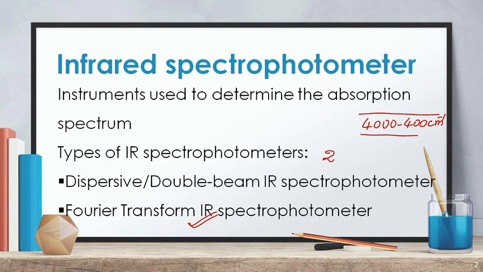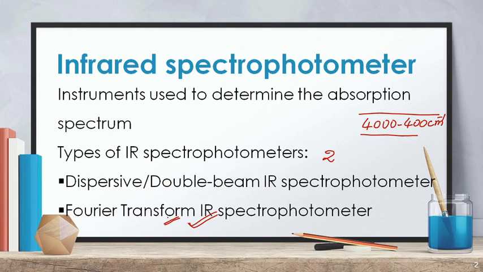The signal to noise ratio is somewhat lower in the case of the dispersive IR spectrophotometer, but it is perfect in the case of Fourier transform. So that's why we can choose this technique as the modern technique.